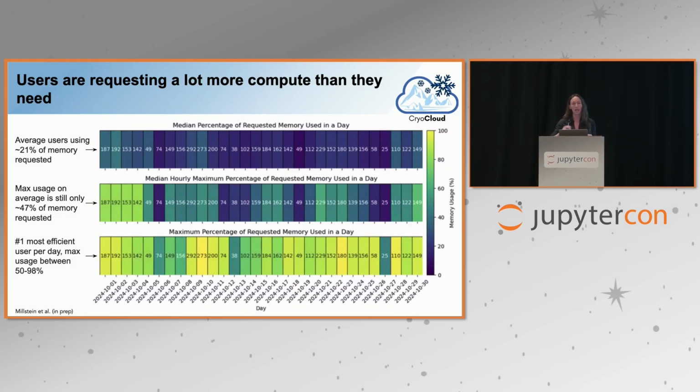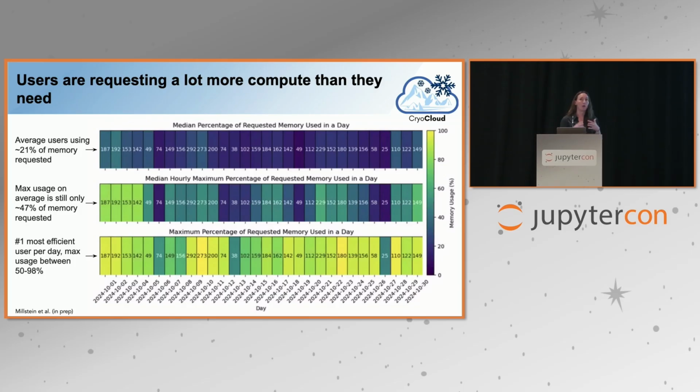All of this is looking at the ratio, the percentage of the amount of compute that they're using versus the amount of compute that they've requested. So along the top is just a median percentage that users have used throughout the day. On average, 21% of memory of what is requested is actually being used. So very low amount of what is requested is being used.